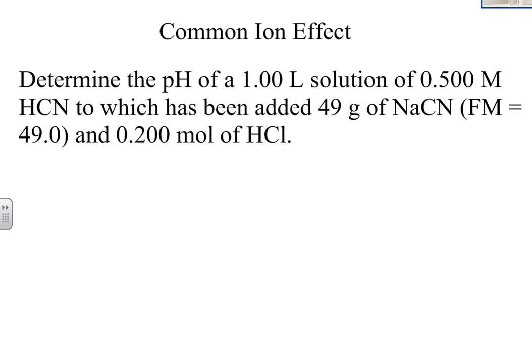The next example is a little more challenging. Here we have the pH of a 1.0 liter solution of, again, 0.5 molar HCN. This time we're adding 49 grams of the sodium cyanide, and we're also adding 0.2 moles of HCl.